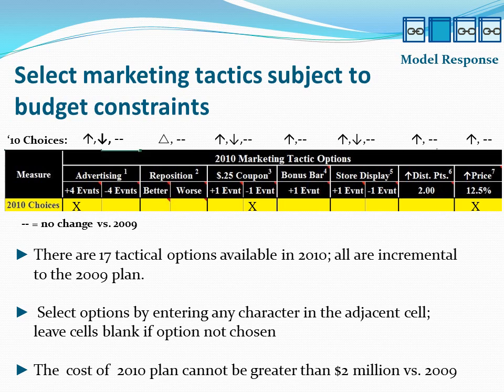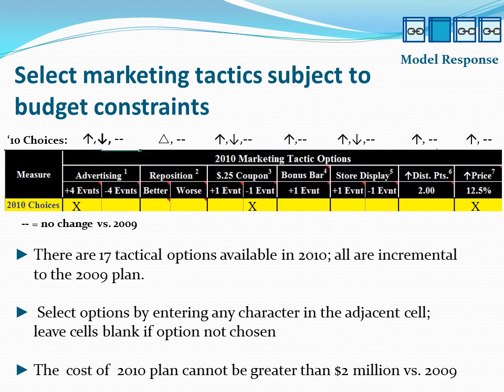Increase or decrease or make no change to the number of coupon events. Introduce a bonus bar size or not. Increase, decrease, or make no change to the number of store display events. Increase distribution or not. And finally, increase price or not. Second, you can select options by entering any character in the adjacent cell. Leave cells blank if the option is not chosen.